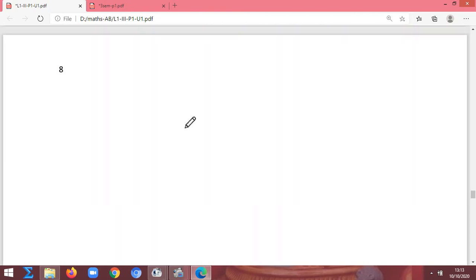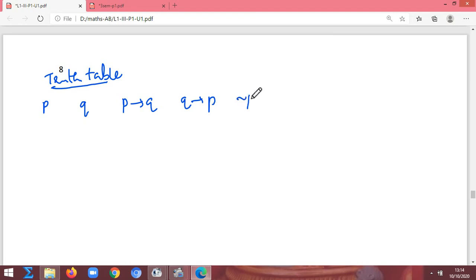Okay. So, we have a truth table of conditional statement. What we have first, P and Q, P implies Q, that is a statement, and its converse, that is Q implies P, its inverse, negation of P implies negation of Q, its contrapositive, that is negation of Q implies negation of P, right?